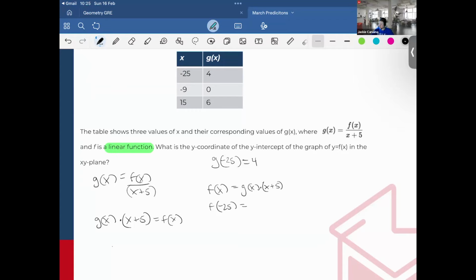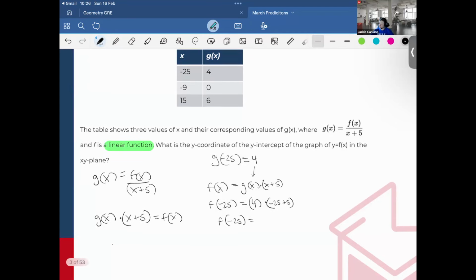So let's go ahead and see. Here, I know that the output is 4, so I'm going to substitute that in. And then this would be negative 25 plus 5. When I do that, it tells me that for f of negative 25, the output will be 4 times negative 20, which is negative 80.